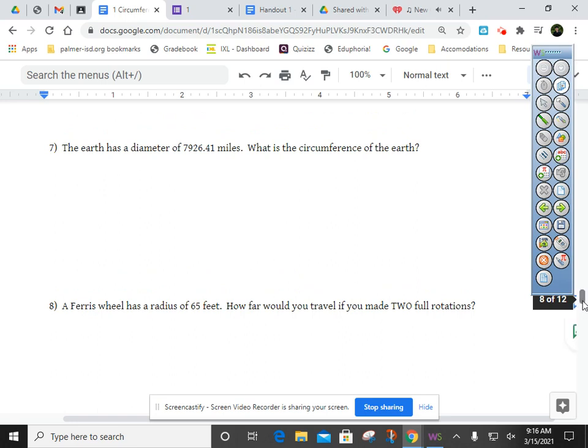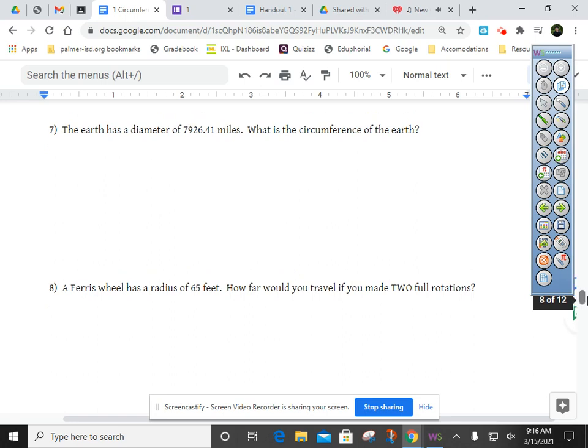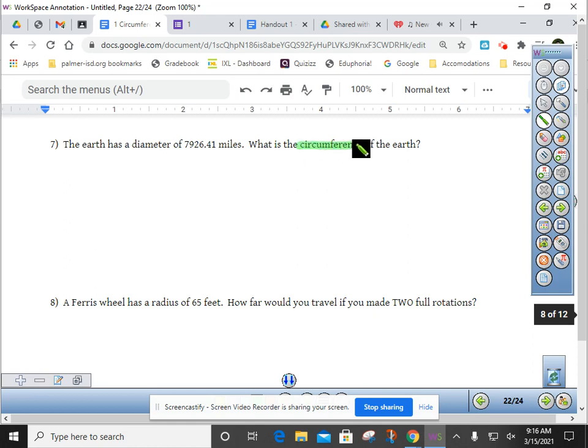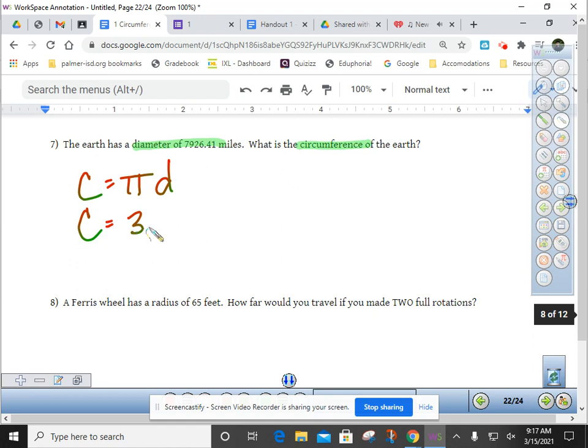Number 7. The Earth has a diameter of 7,926.41 miles. What is the circumference of Earth? What is it asking you for? What does it give you? What is the formula? C equals pi d. What are we going to use for pi? 3. Times 7,926.41. Work that out. Every single one of you can. You may not want to, but I know that you can. There is a difference. You just can't be lazy.